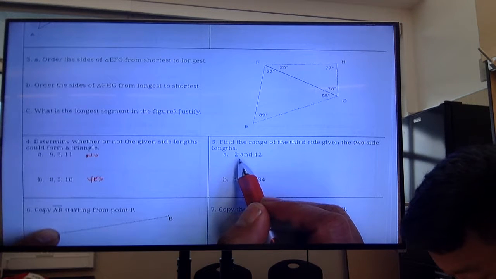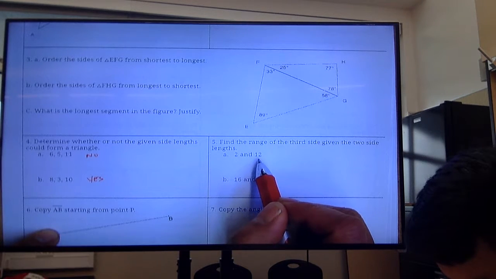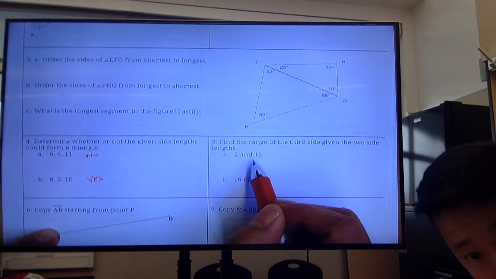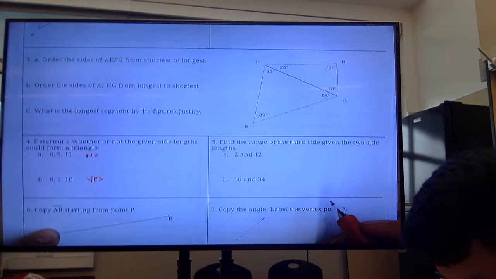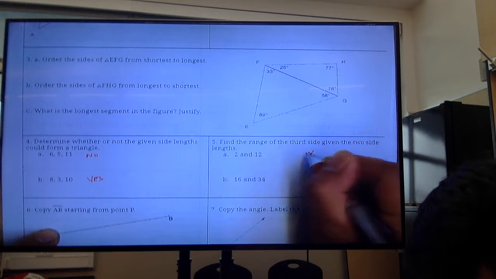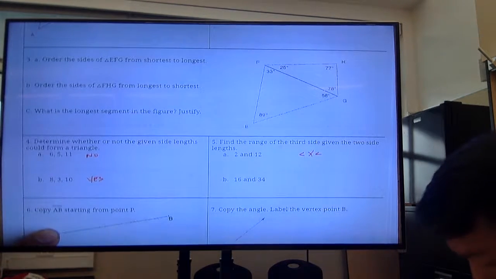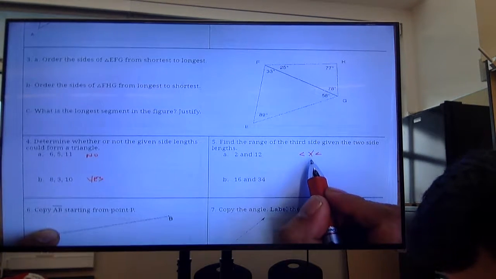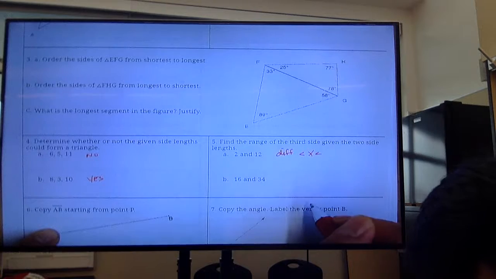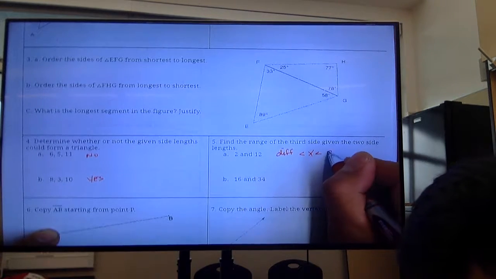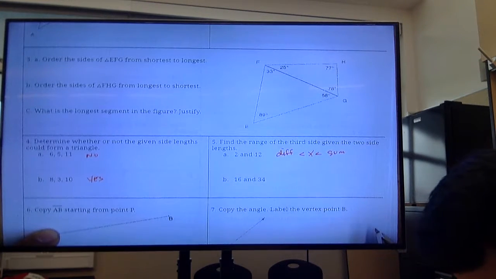So if we have 2 and 12, and this should say 2 units and 12 units, these are the lengths of two of the sides of the triangle. How small and how big could that third side be? Well, remember the compound inequality. The triangle inequality theorem tells us that if x represents the length of the third side, it has to be greater than the difference of the other two sides, and it has to be less than the sum of the other two sides.